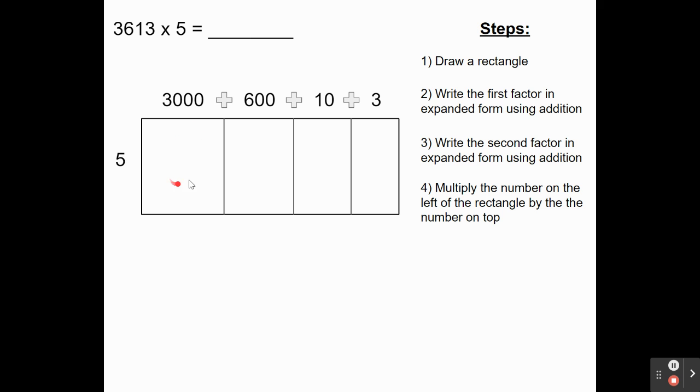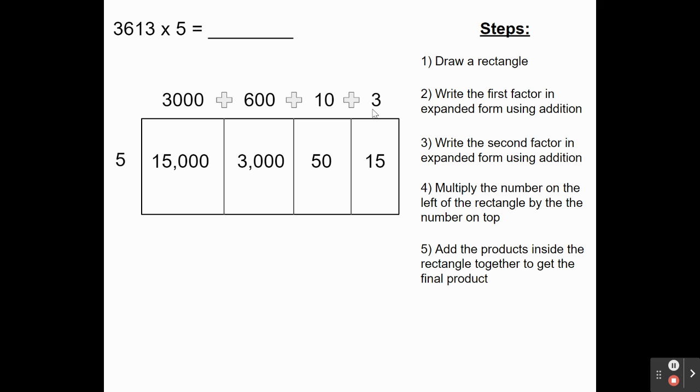To find the area of this first rectangle, we're going to multiply 5 times 3,000, which is 15,000. To find the area of the second rectangle, we're going to multiply 5, because that's all the way to the left, times 600, which is 3,000. Now we'll multiply 5, since that's all the way to the left, times 10, since that's what's above, which is 50. Lastly, we'll multiply 5 times 3, which is 15.